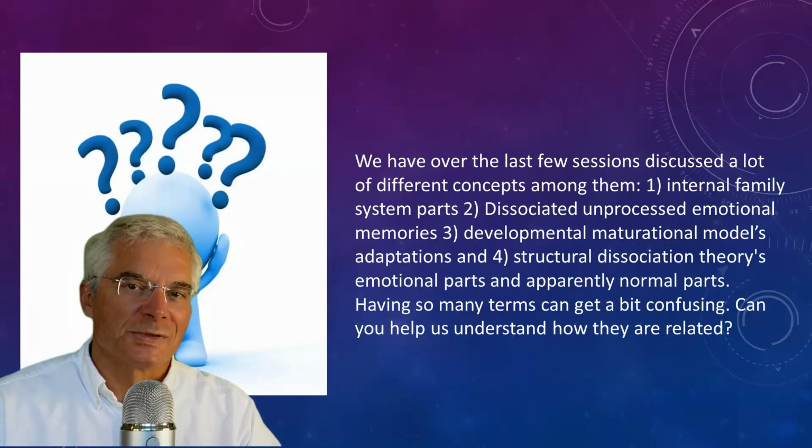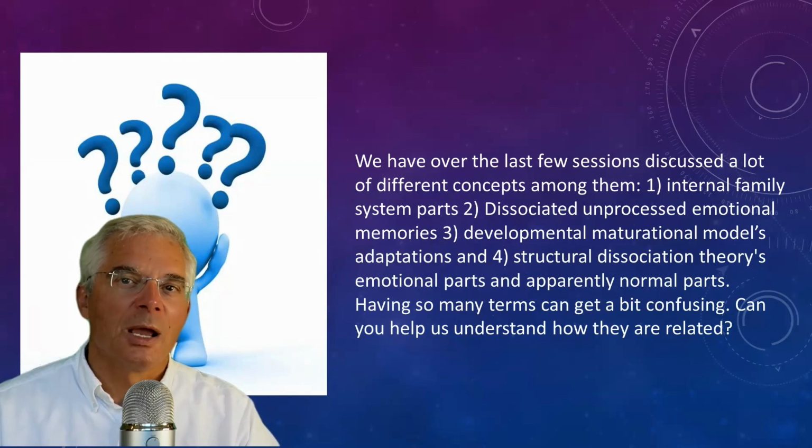We have over the last few sessions discussed a lot of different concepts, among them: one, internal family system parts; two, dissociated unprocessed emotional memories; three, developmental maturational models and adaptations; and four, structural dissociation theory's emotional parts and apparently normal parts. Having so many terms could get a bit confusing. Can you help us understand how they are related?